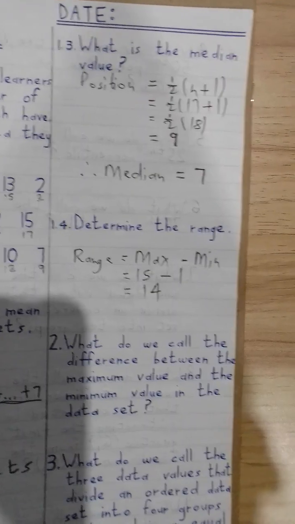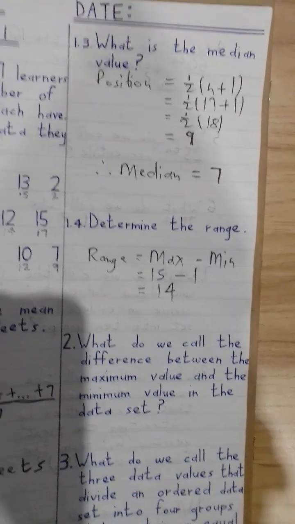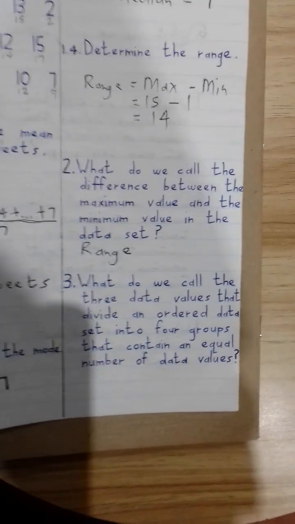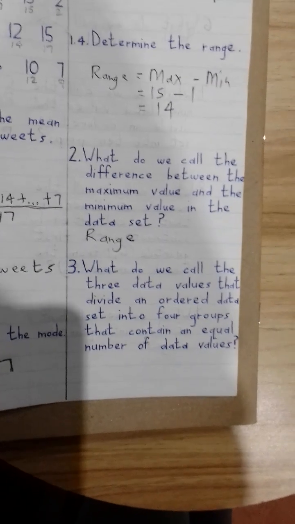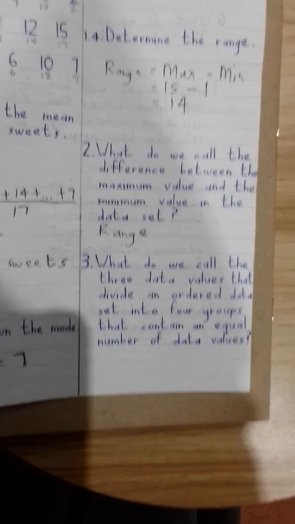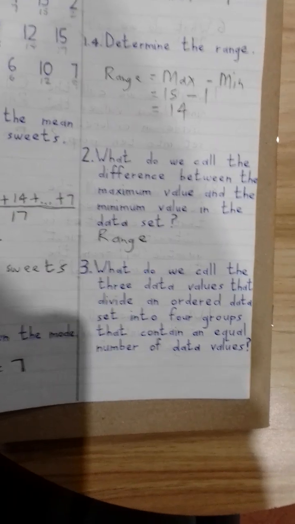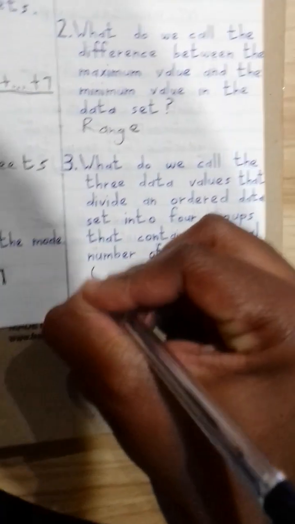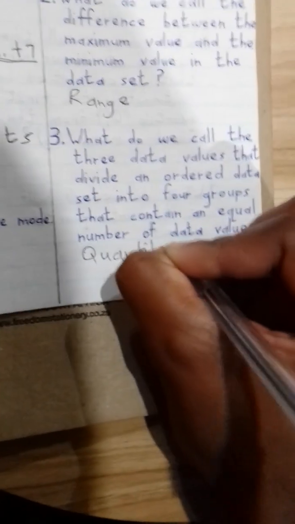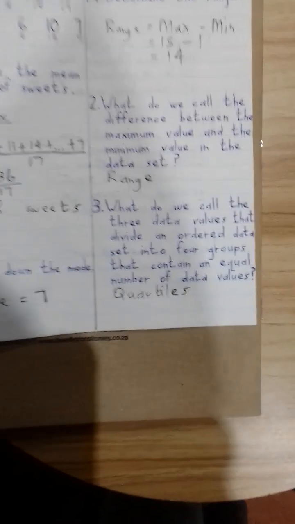Number 2 states, what do we call the difference between the maximum value and the minimum value in the data set? That is called the range. Number 3 states, what do you call the 3 data values that divide an ordered data set into 4 groups that contain an equal number of data values? These values are called quartiles. Hope that makes sense.